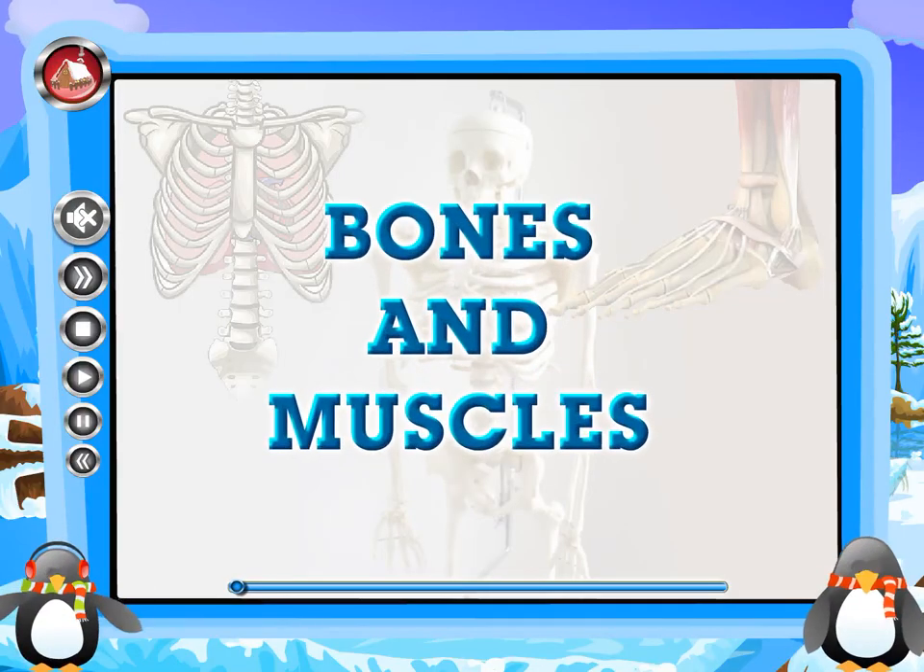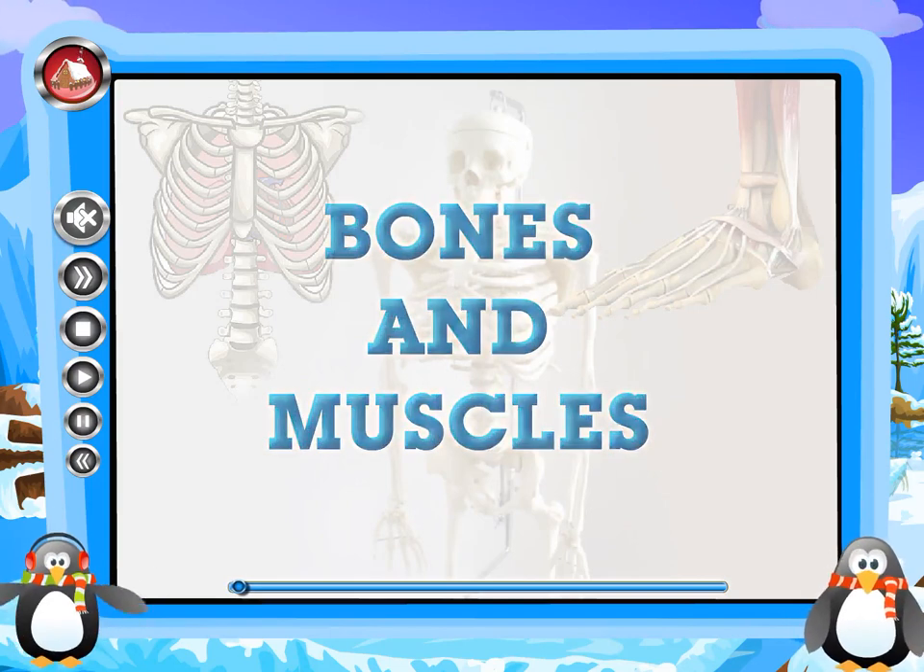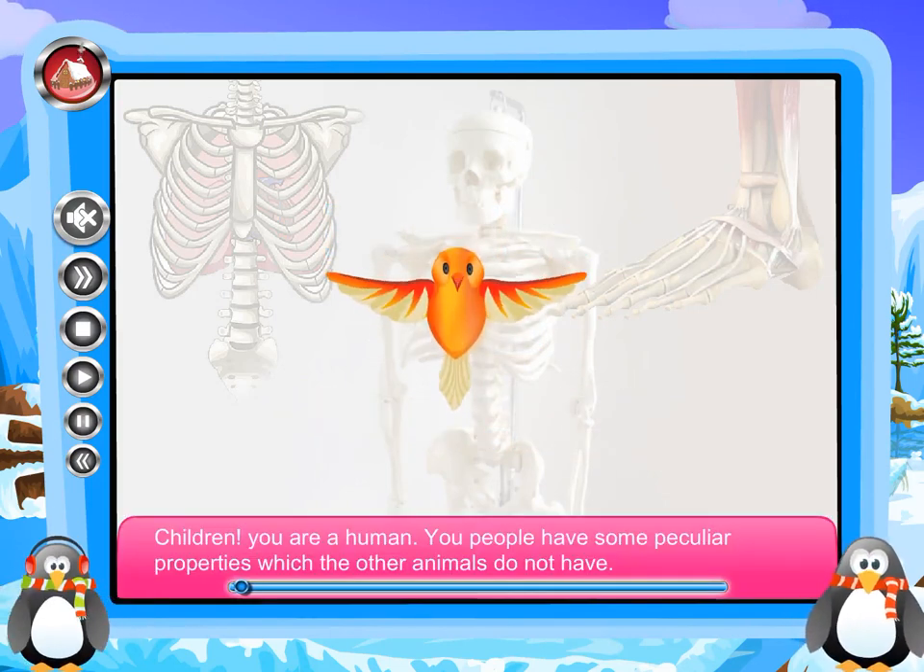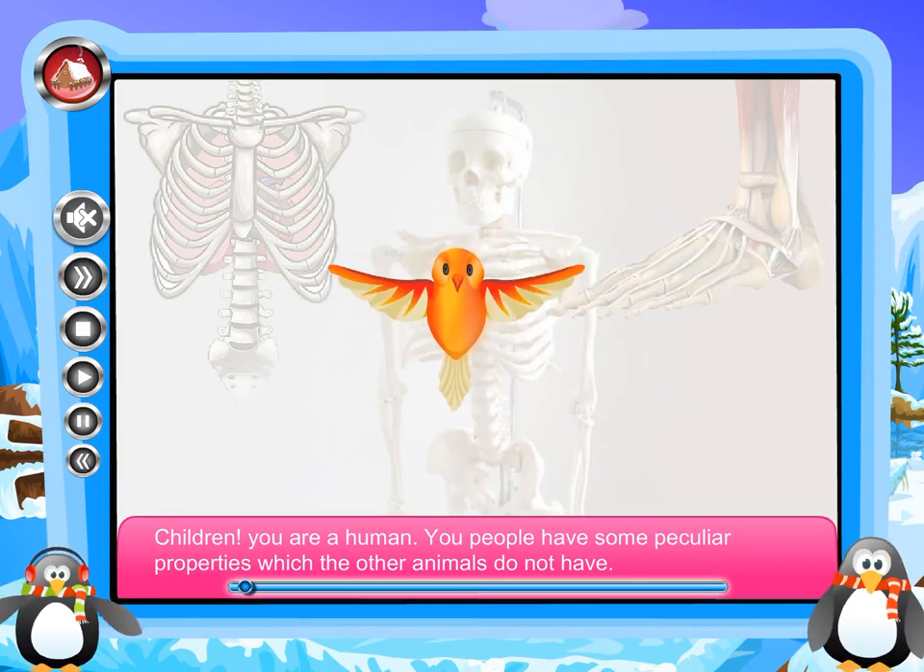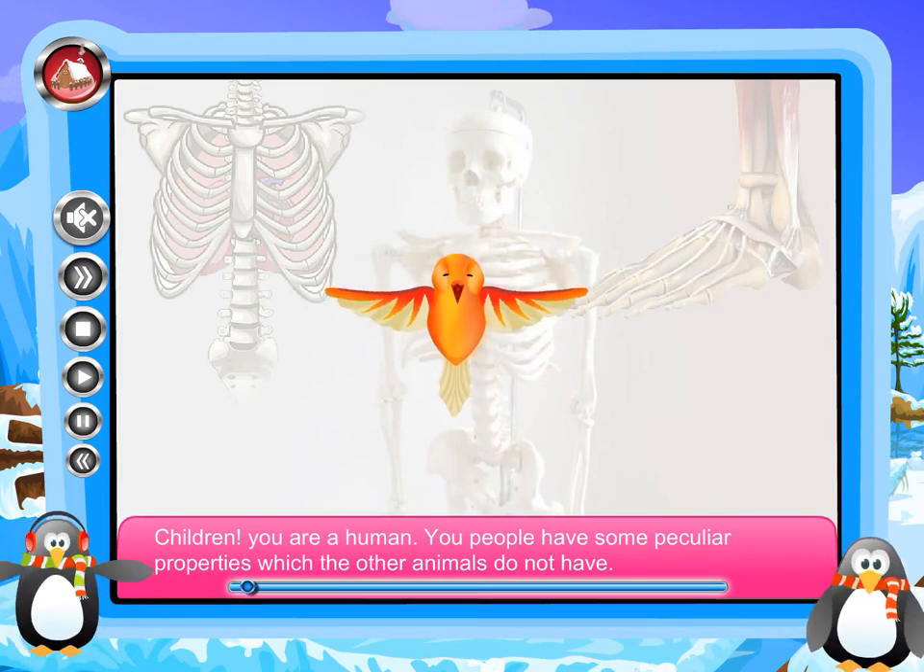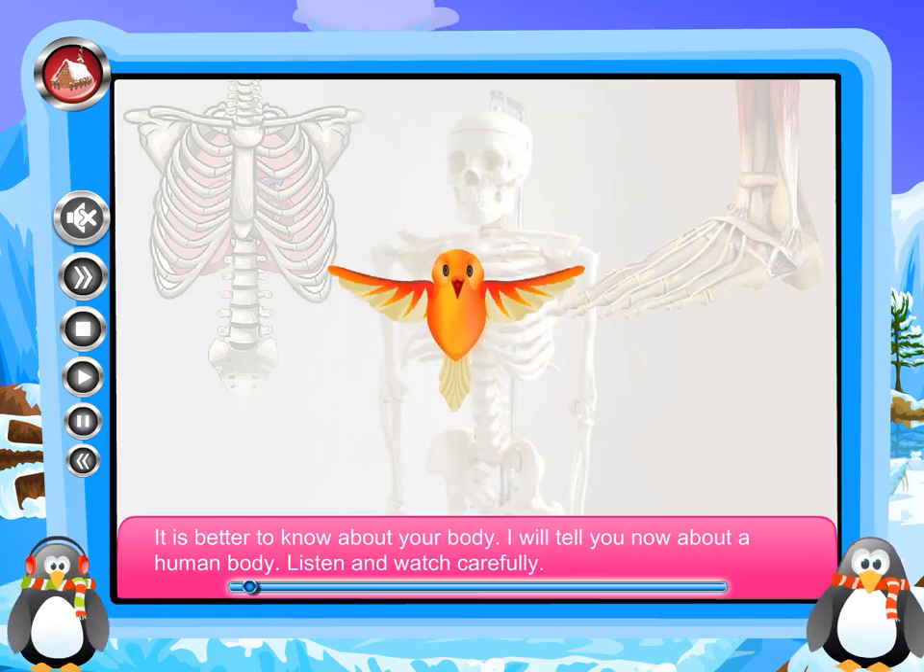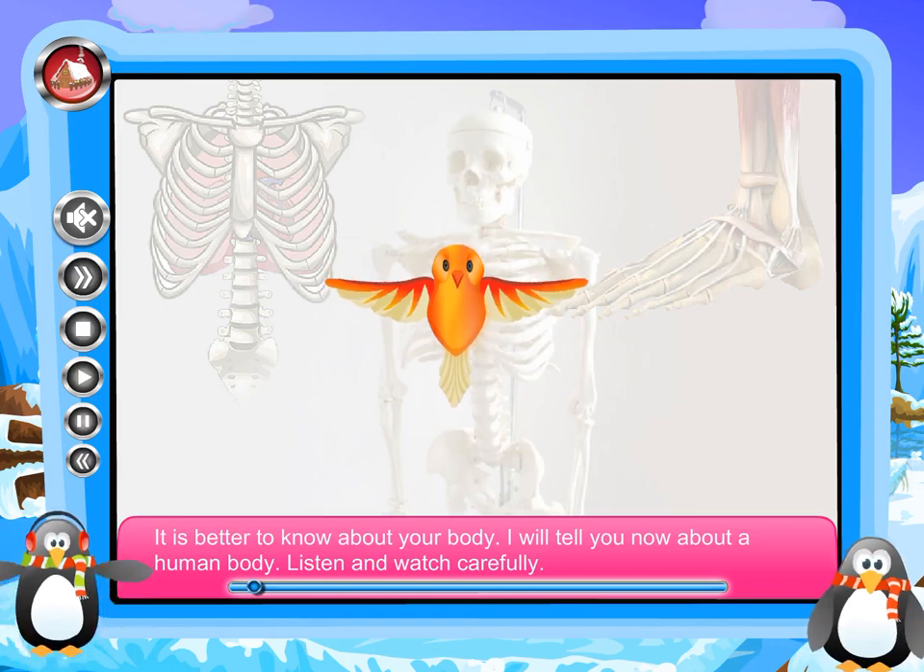Chapter 3. Bones and Muscles. Children, you are human. You people have some peculiar properties which the other animals do not have. It is better to know about your body. I will tell you now about the human body.